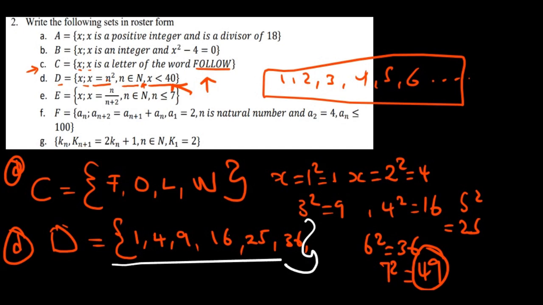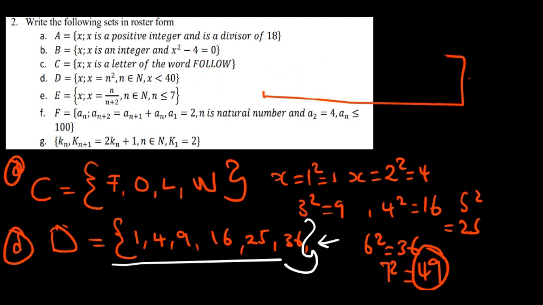So you have to process, guys. You have to think this through. If you can't think, you won't answer any of these questions. Sometimes they can give you the roster form and ask you to write the set builder form. How are you going to think about this? You have to think. Right, so that was D.